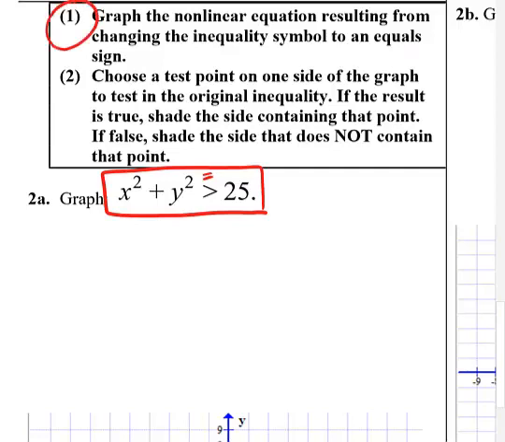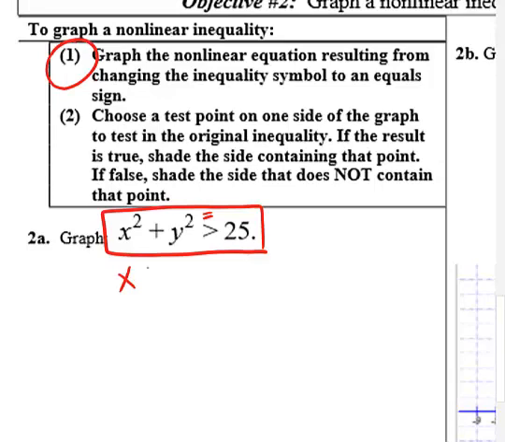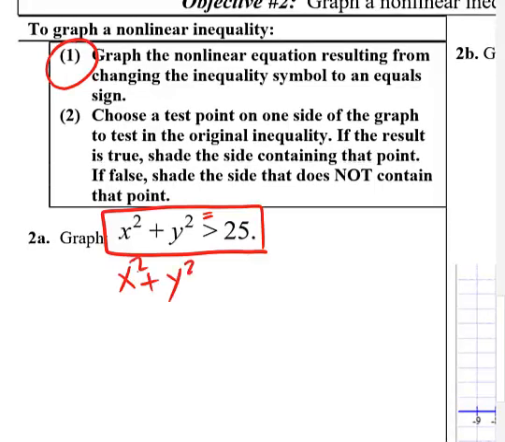The first step is graph the nonlinear equation resulting from changing the inequality symbol, which in this case is a greater than, to an equal sign. So we're going to rewrite this as x squared plus y squared now equals 25 instead of greater than. And then we're going to graph that equation. So this makes you kind of dig back to what you knew before. How do you graph the circle? How do you graph a parabola? How do you graph a line? You know, all that stuff.